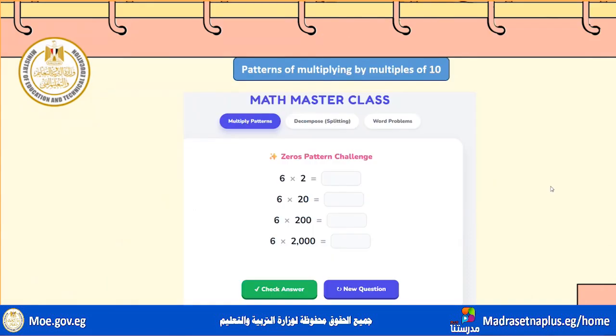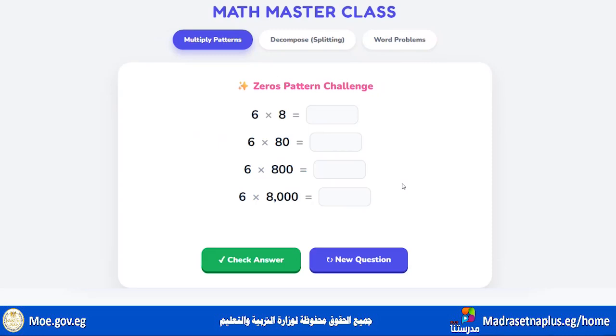Let's do an exercise about multiples of 10 if we times them by any number. It's simple. 6 times 8, it will be 48. In the same way, 6 times 80 is 48 tens. Times 100, 4,800. What about 1,000? 48,000.